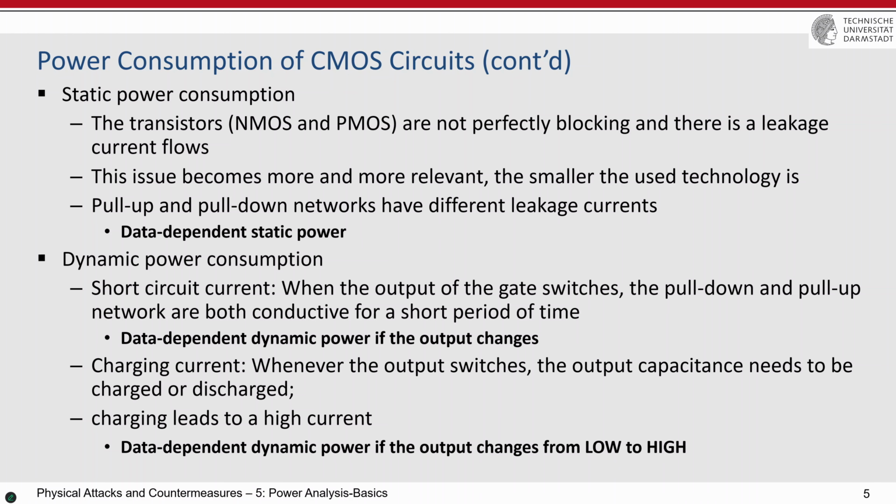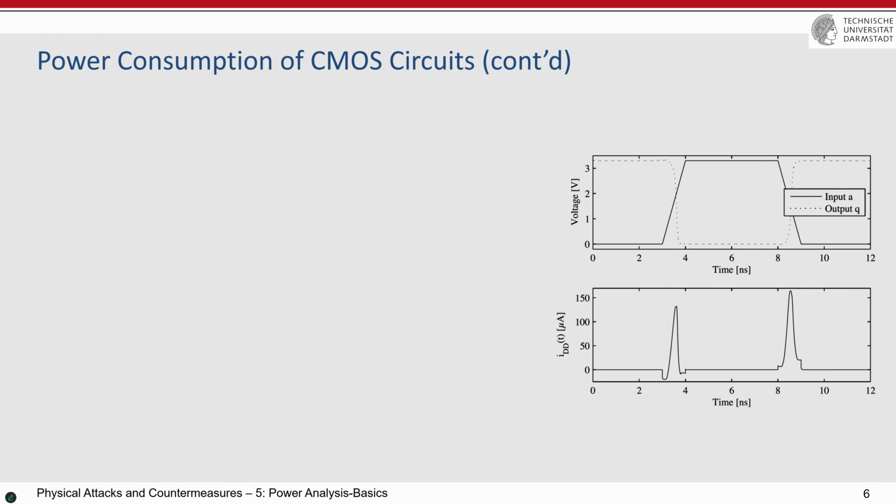We say that the dynamic power consumption is data dependent. That's all. This is what you have to learn: that if the device has some activities, if the output of the gate changes, then there is an amount of power consumption. Now let's look at an example.